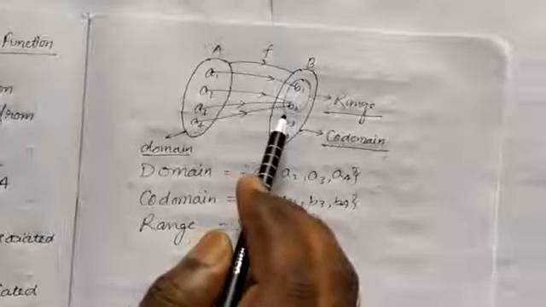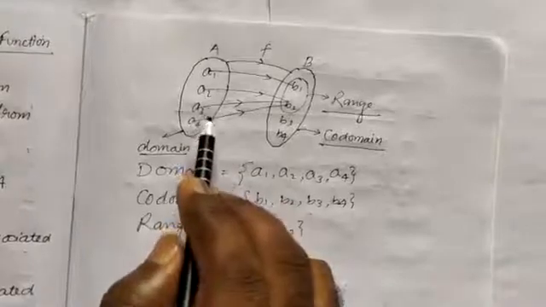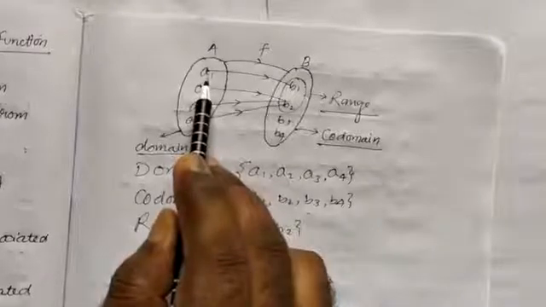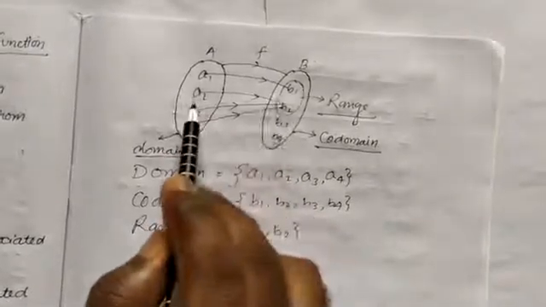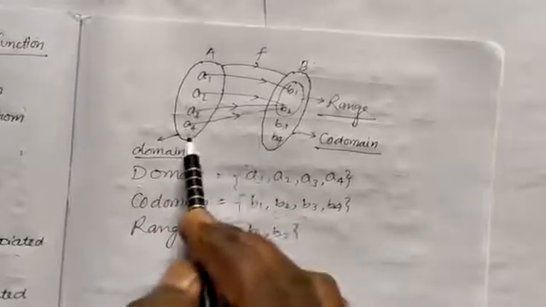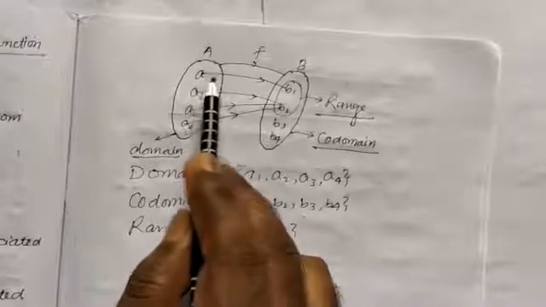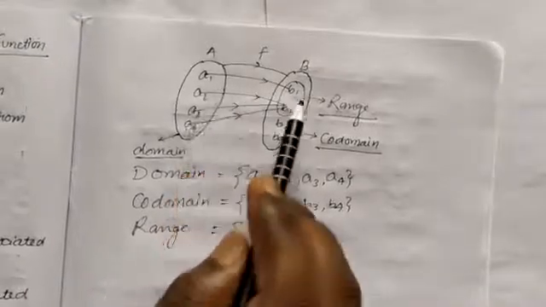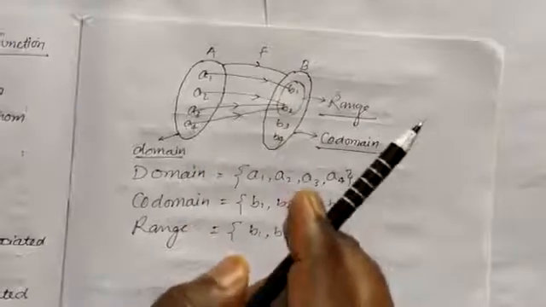The meaning of this statement is that elements of set A possess only one image in set B. Now see how many images each element has. A1 has only one image B1, A2 only one image B2, A3 only one image B2, A4 only one image B2. So each and every element of set A is uniquely associated with an element of set B. So you can say this correspondence is a function.